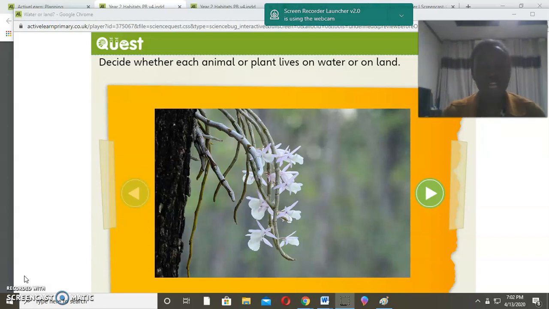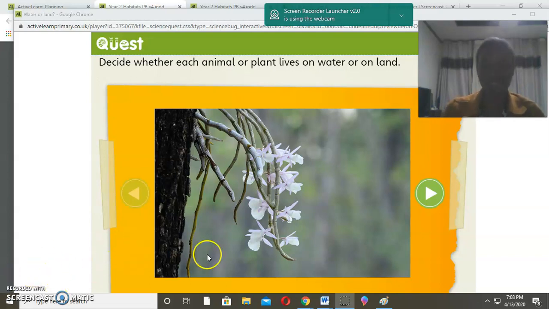Decide whether each animal or plant lives on water or on land. So if one lives on water, you raise up your hand and you say water. If it's on land, tap the table and say land, like that. You're going to do it very fast because it's like a game we are playing. So try to jog your mind. Are we ready? Okay, let's go.